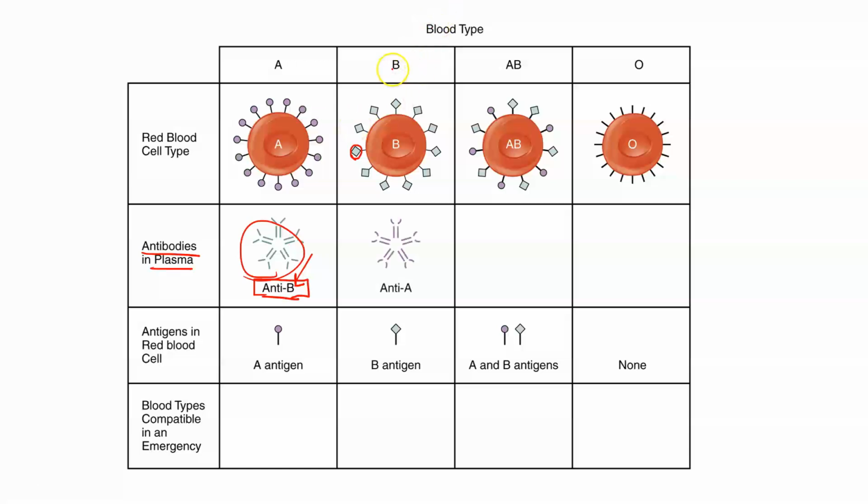Similarly, somebody with type B blood, they do not have the A antigen, they have the B antigen, so they would have the anti-A antibody, which would actually recognize and destroy anything with the A antigen. Remember, we name these anti and then whatever they bind to.